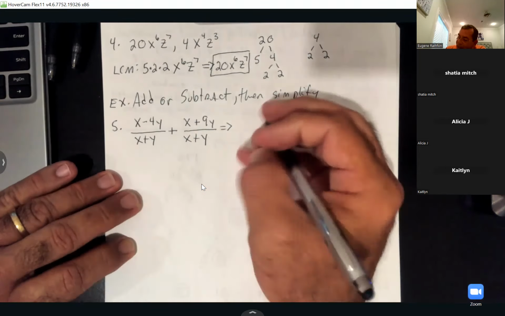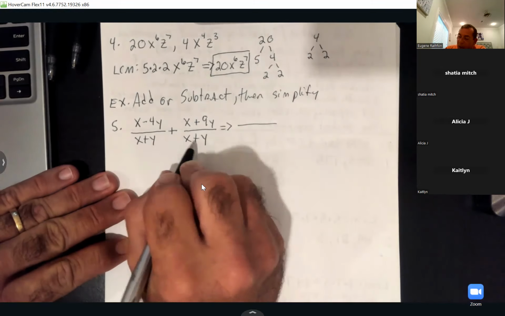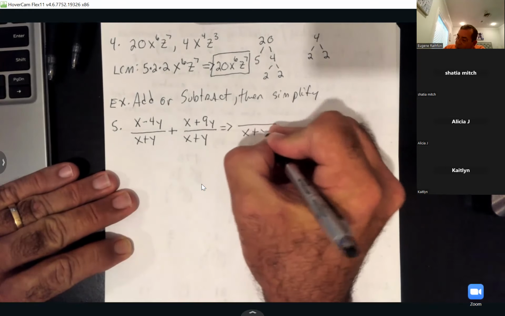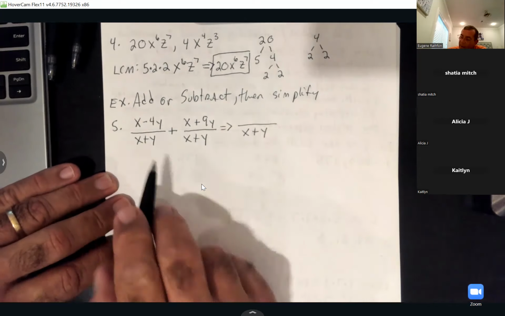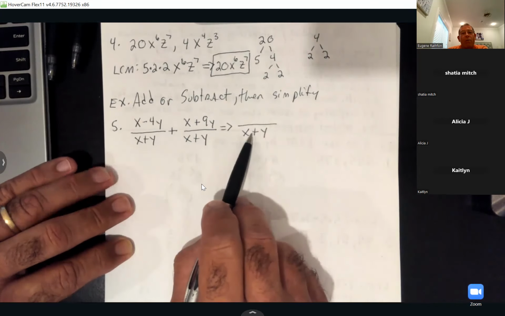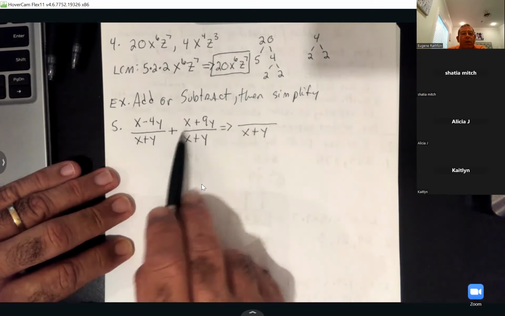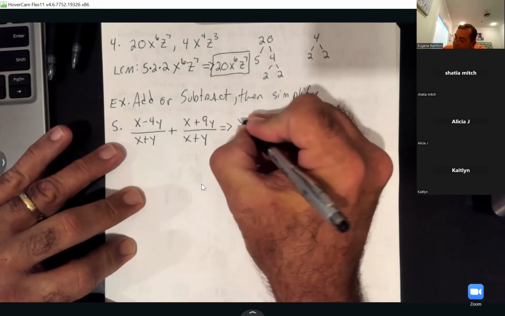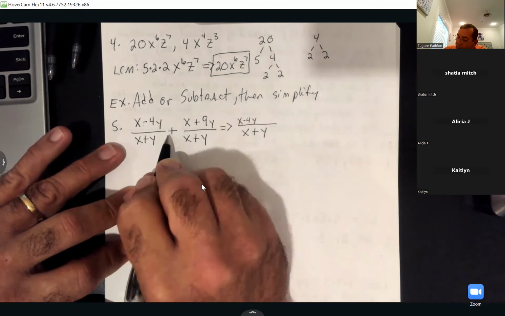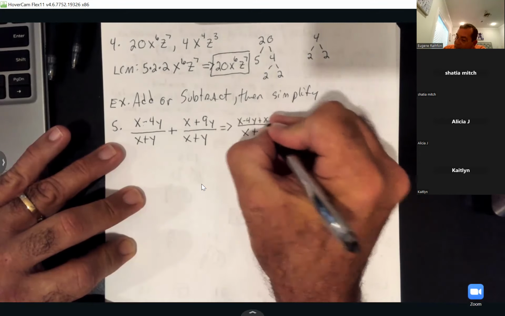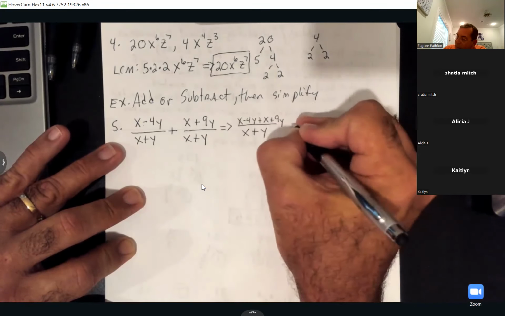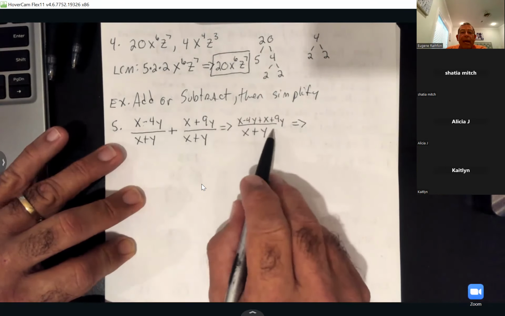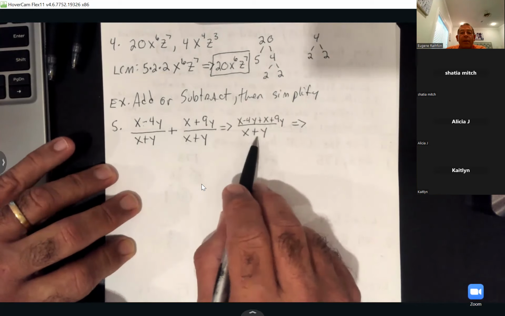So remember, when you add fractions, no matter what, since I got a common denominator, the bottom in my answer will be x plus y. You bring the common denominator over, and all the work gets done on top. So I've got x minus 4y plus x plus 9y. All the adding and subtracting gets done on top, and you put that over that common denominator.